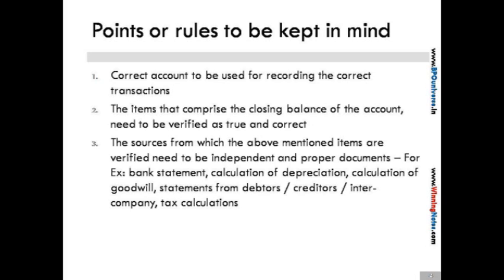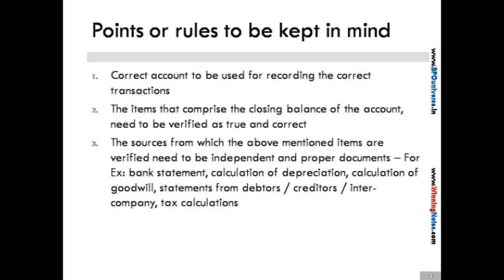Second point is that the items that comprise the closing balance of the account need to be verified as true and correct. So if the balance of plant and machinery shows a value of 5 lakh rupees, then whatever plant and machinery comprises that 5 lakh rupees, we are aware of where it exists, and also that the amounts shown are correct.